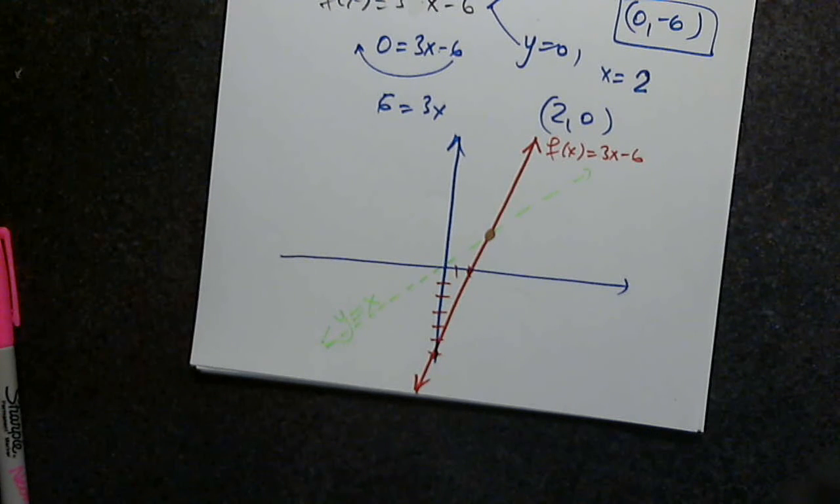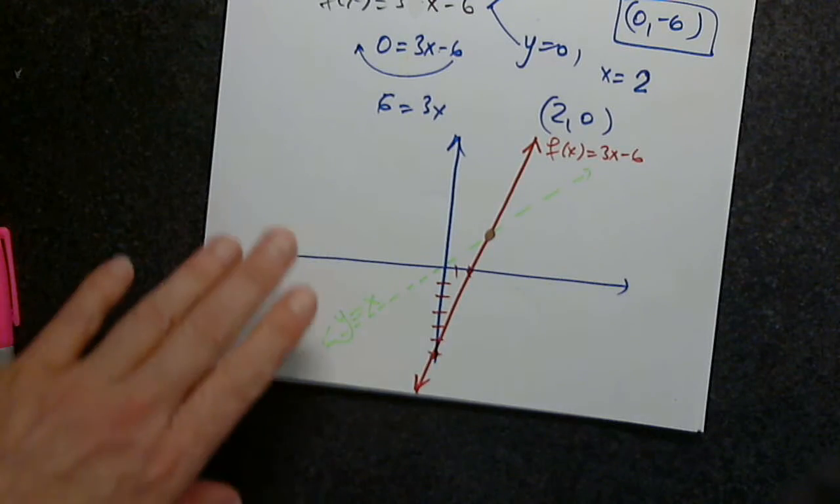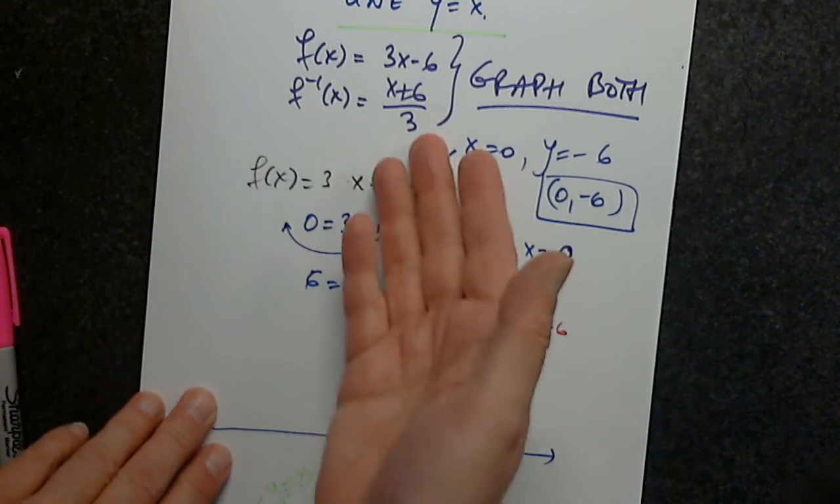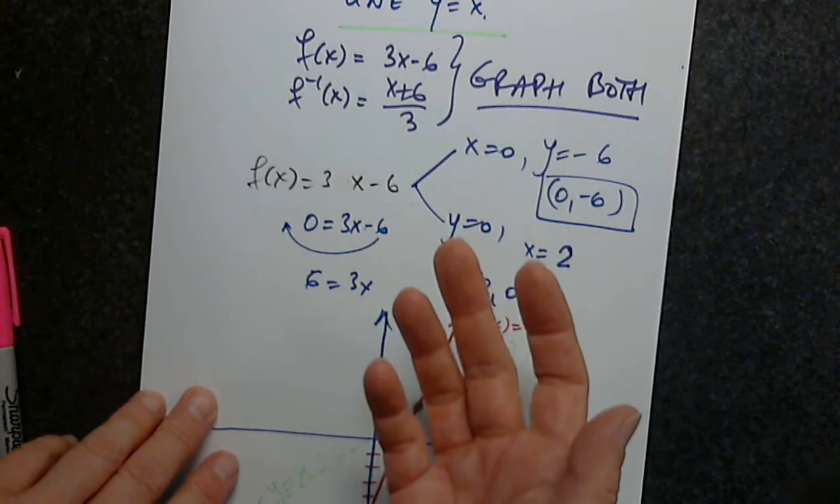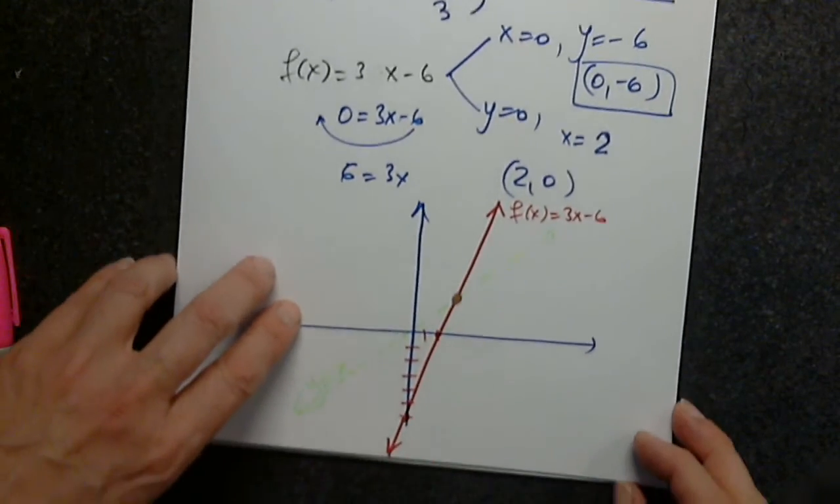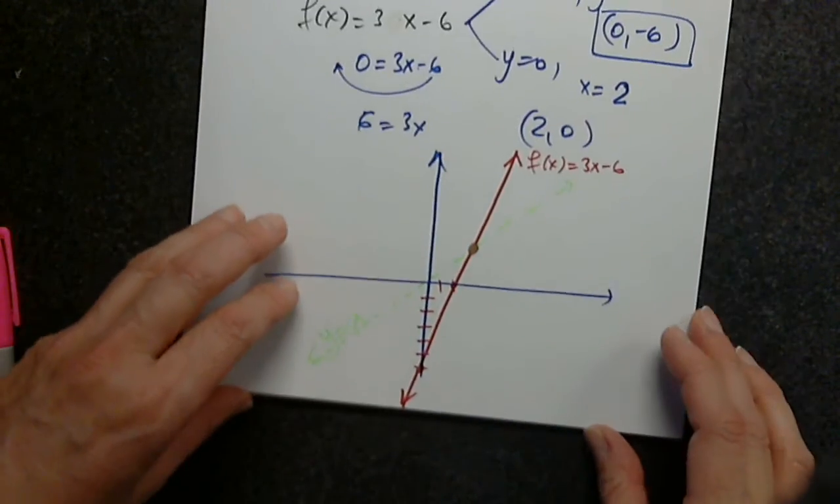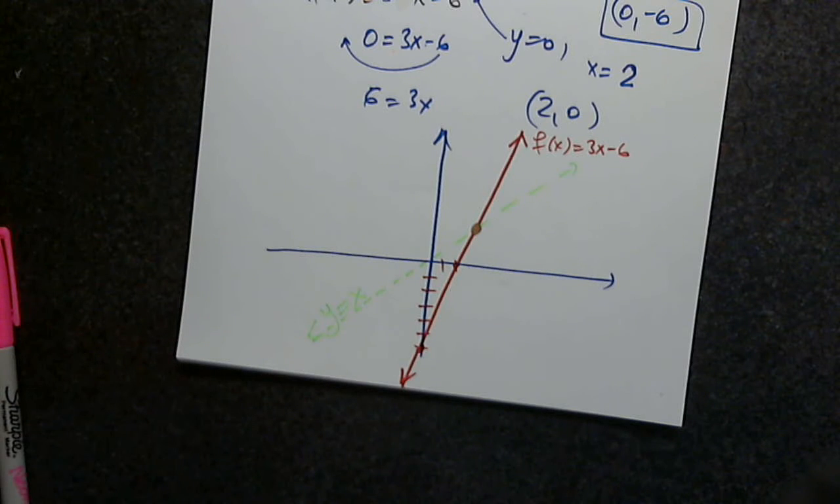Okay, so now I should perform the same steps for f inverse. I refuse to do that. And I will ask you to give me two ordered pairs that I should plot in order to graph f inverse.